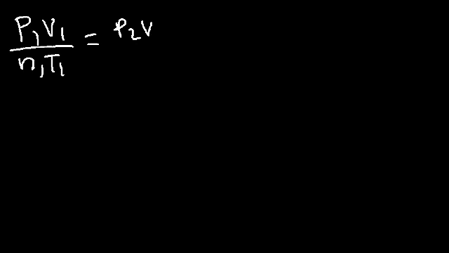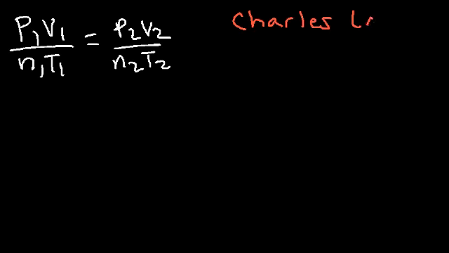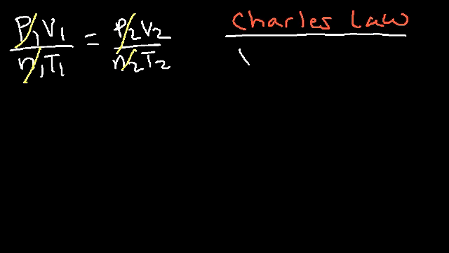Now going back to the combined gas law equation, we're going to consider another relationship. And this is for Charles' law. So Charles' law shows the relationship between volume and temperature. Pressure is constant and moles is constant. So we get the equation V1 over T1 is equal to V2 over T2.